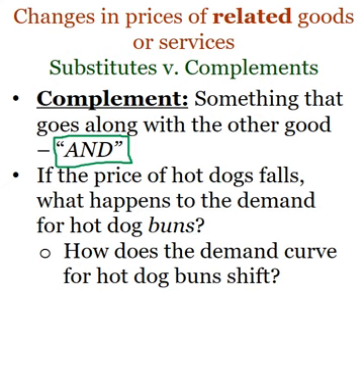You buy them together. So if the price of hot dogs falls, now that entire meal, that set, is cheaper than it used to be. So your desire to purchase all of it goes up. So if your demand for hot dog buns increases, it will shift to the right. Okay, so complements and substitutes are opposites of each other, because one is an "or" and the other is an "and." Let's do some more examples.